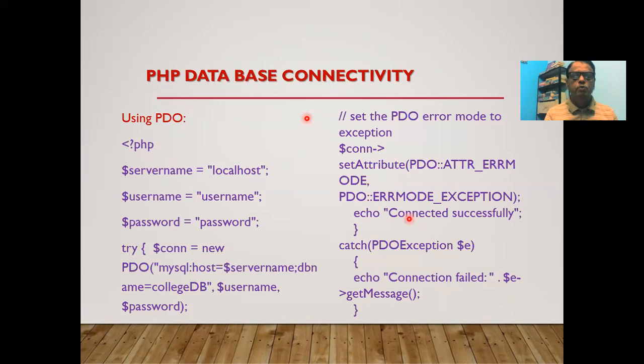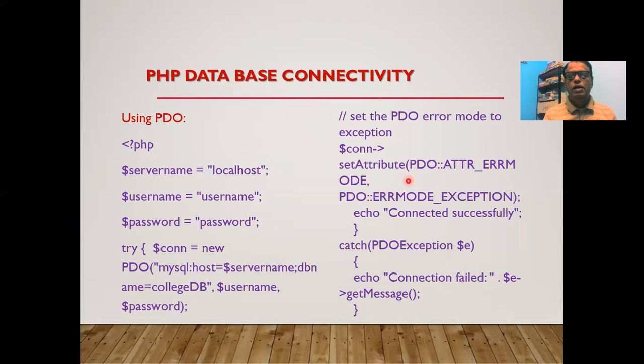Using PDO also, you can get connected to the database, and the syntax is something like this. In the PHP, you need to write the server name, username, password, and then everything you write in the PDO is to be enclosed in the try and catch block. In the try, you can mention the connection, and then here you need to mention the database. Before executing this code, it is necessary for you to create the college DB, and then you need to write down the appropriate username and password.